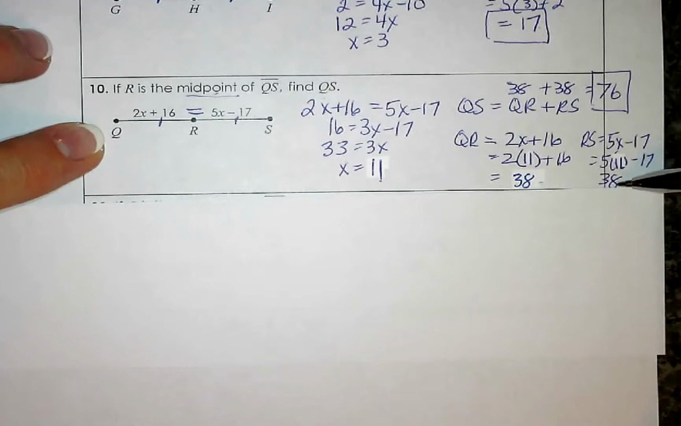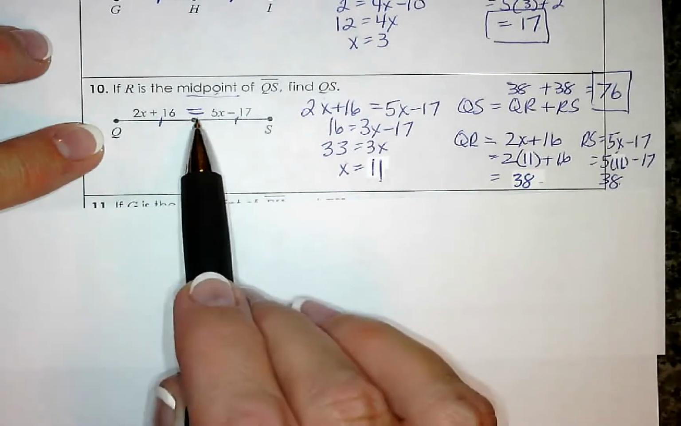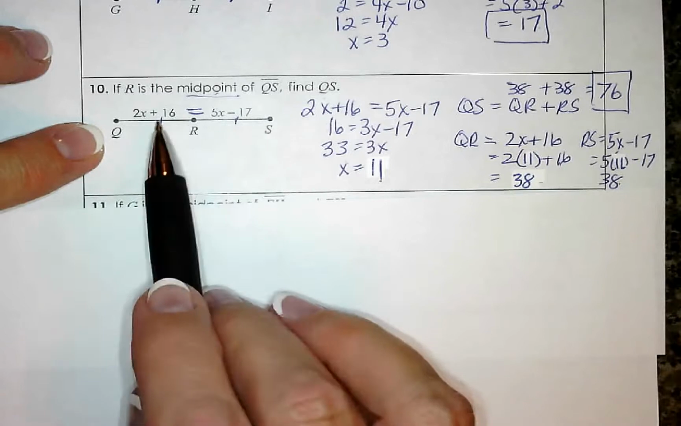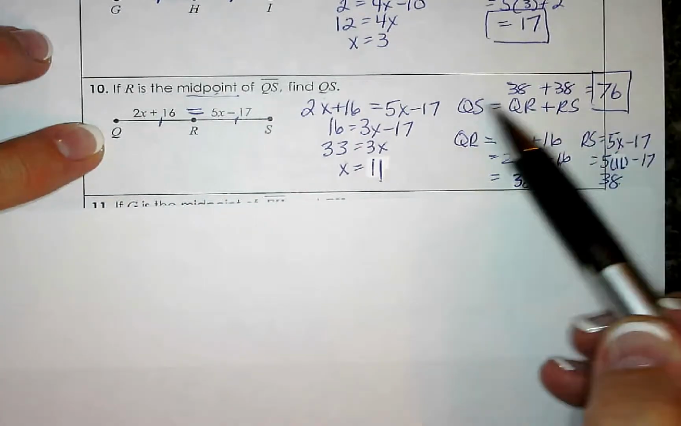Well, that's a good thing because they're supposed to be equal. This is the midpoint. They're supposed to be equal. So if they're both 38, 38 plus 38 will give you 76. That is the length of QS.